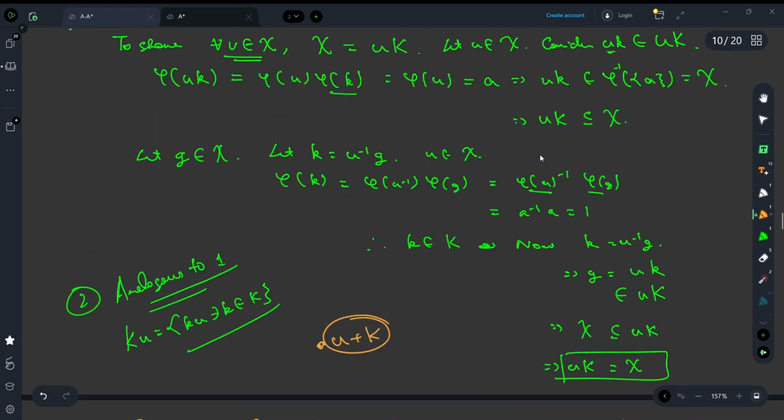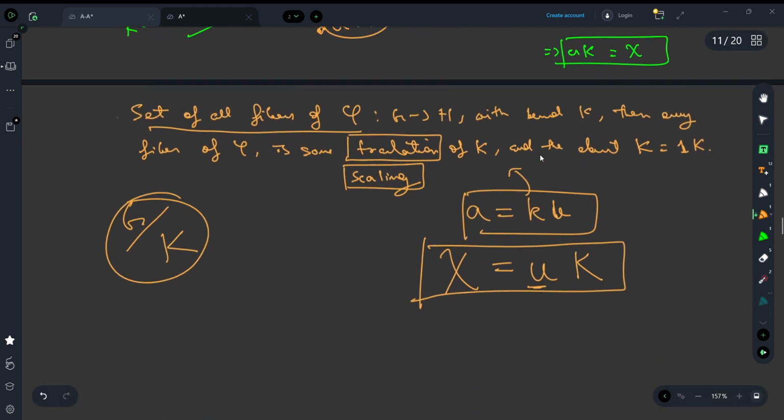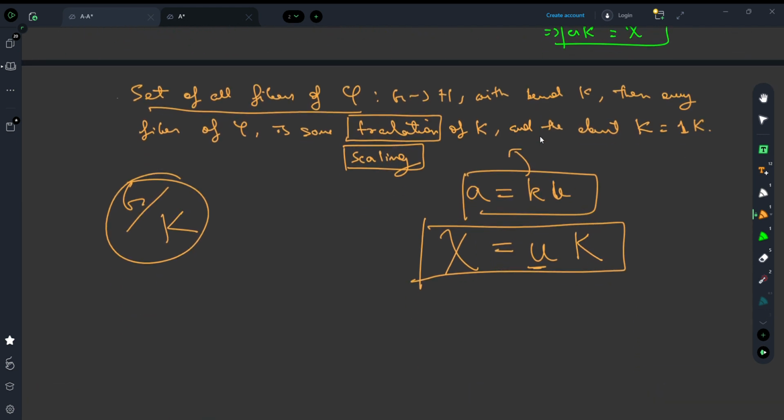If you go back to this theorem, what is this theorem saying? That for all u in chi, chi is equal to uK. So u is an arbitrary element from chi. But any element you choose out of G mod K is in this form, which is quite related to the division of integers, right? What does this K usually is called? It's called the quotient, right? So every fiber of phi, or rather every element of G mod K, is in the form of some quotient when the fiber is divided by K.